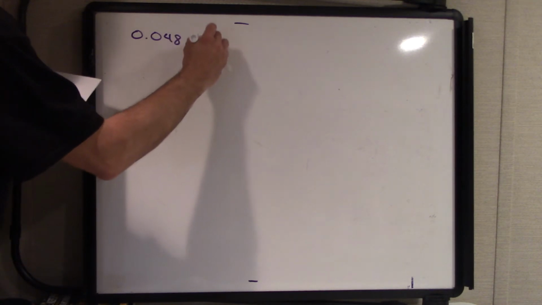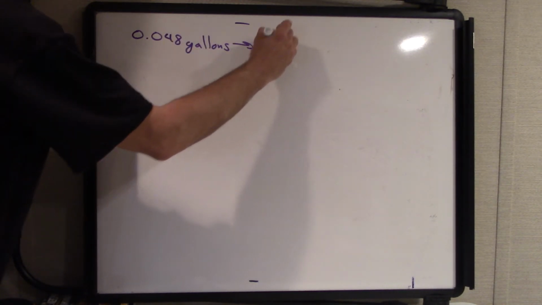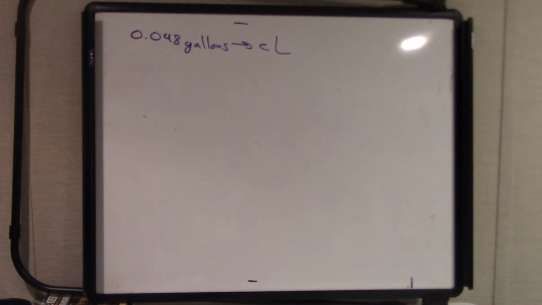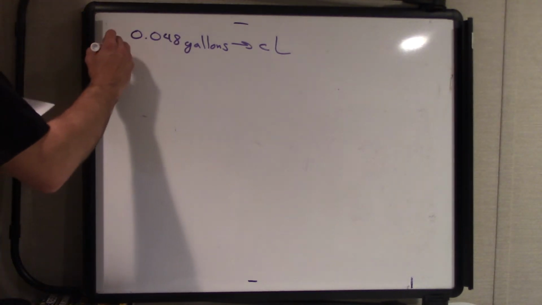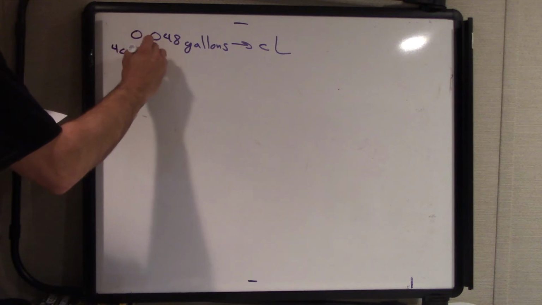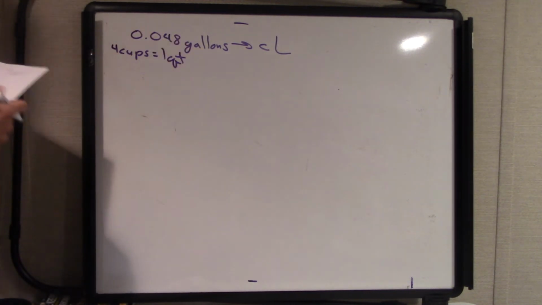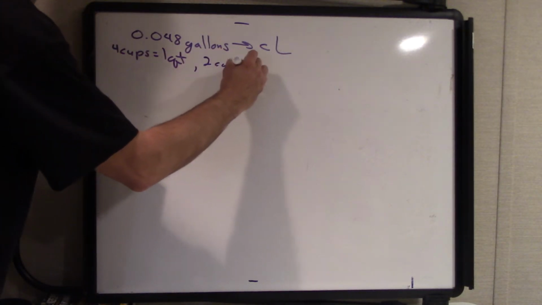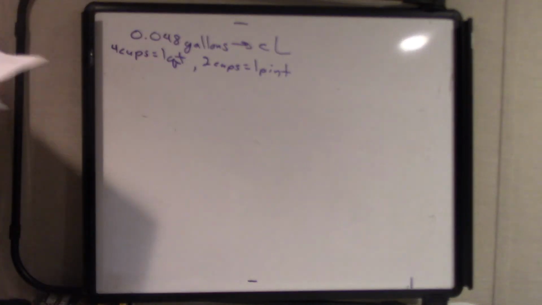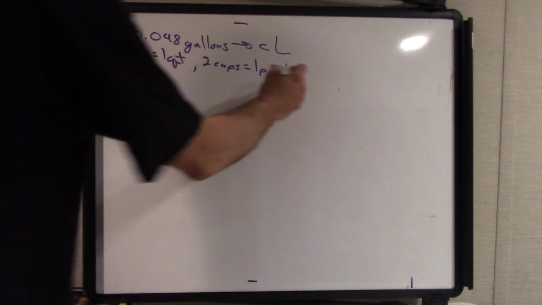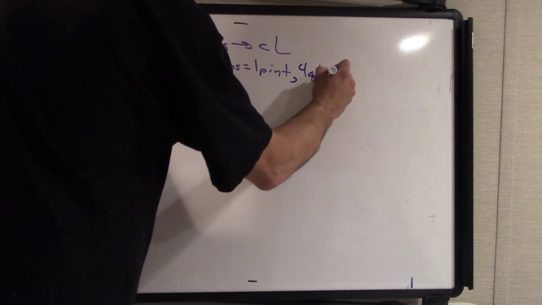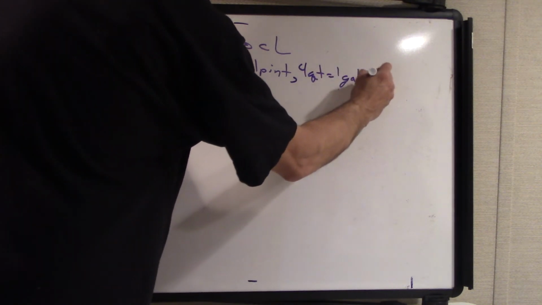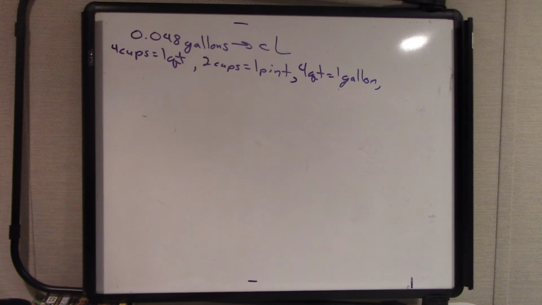0.048 gallons, and you're trying to convert these to centiliters. That was your goal. Now you would be provided some things to help you out with this. So things you might be provided: 4 cups in a quart, you might have that conversion available. 2 cups in a pint, you might have that one available. You might have 4 quarts in a gallon available. You might have some other ones available as well.